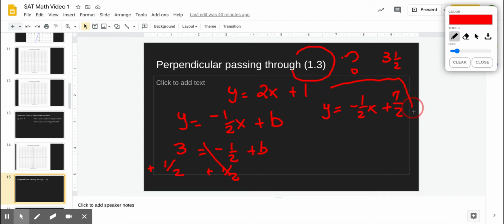So this equation, and sometimes it's best to put everything in improper fractions, don't put them in mixed numbers. So this line and this line are perpendicular to each other, and they will meet at 1, 3.